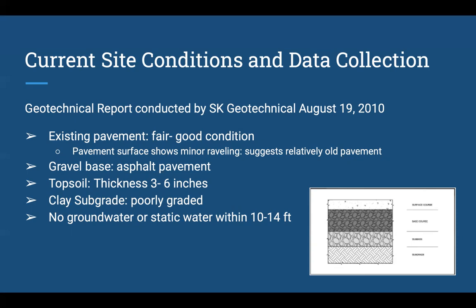And we saw that the pavement currently on the turnarounds is asphalt. And the topsoil is about 3 to 6 inches thick. The subgrade is made of clay and it's poorly graded. And then for the groundwater, there's no groundwater or static water within 10 to 14 feet of the pavement.